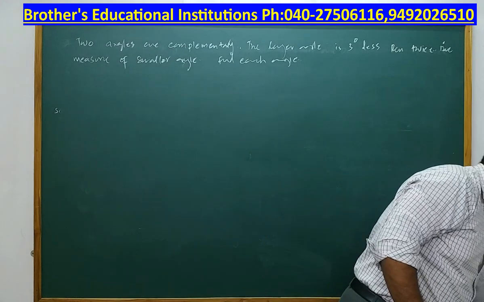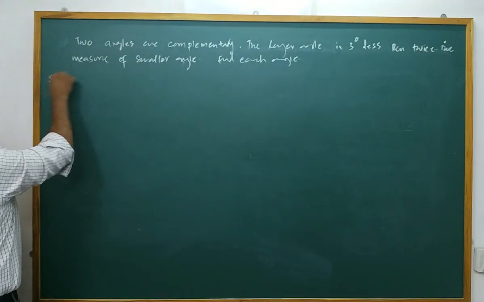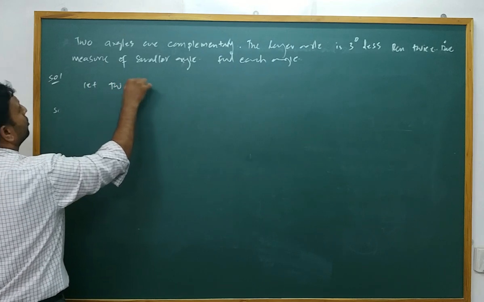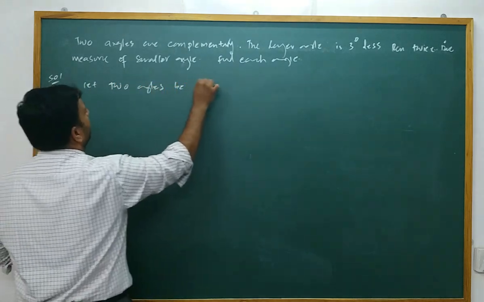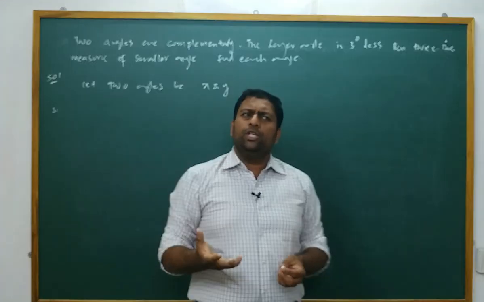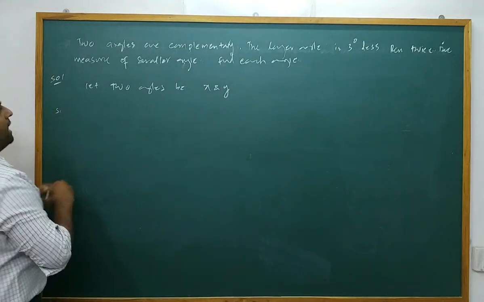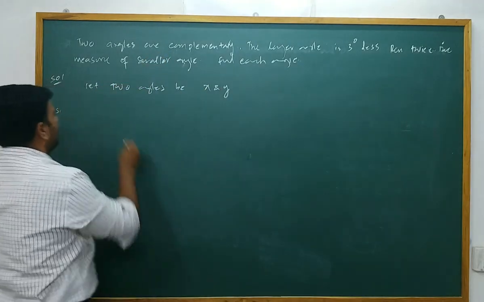Now we'll try to understand this. Here, let two angles be x and y. Definitely one of them is a larger angle and one of them is a smaller angle. Now let the two angles be x and y. Now he says they are complementary. So I get one equation.